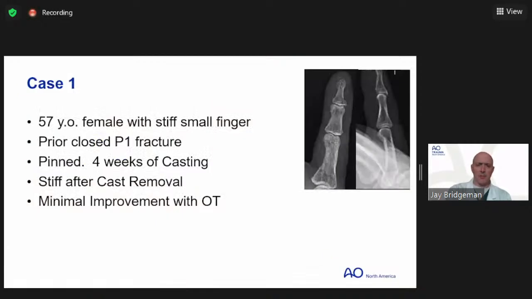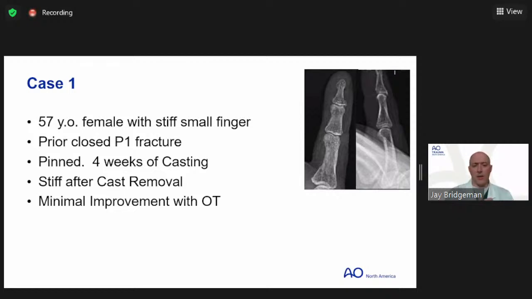This is a 57-year-old female who was sent to me. She complained that her small finger is stiff. She had a prior closed proximal phalanx fracture treated by an outside institution. Their technique was closed reduction and pinning. After the procedure, she had 4 weeks of casting, strict immobilization. At the time the cast was removed, a month later, she was very stiff.